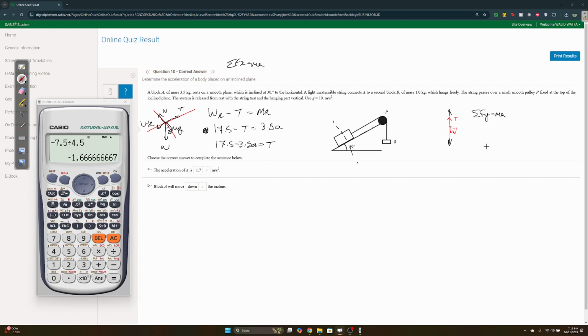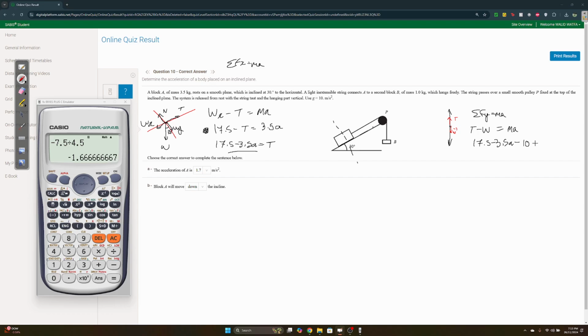Now sigma F equal to ma. Instead of going down, taking the weight greater than tension, we're gonna take tension greater than weight and make it go up, right? So t minus w is equal to ma. T, we said it's 17.5 minus 3.5a. W, we said it's mg. Mass is 1, g is 10.